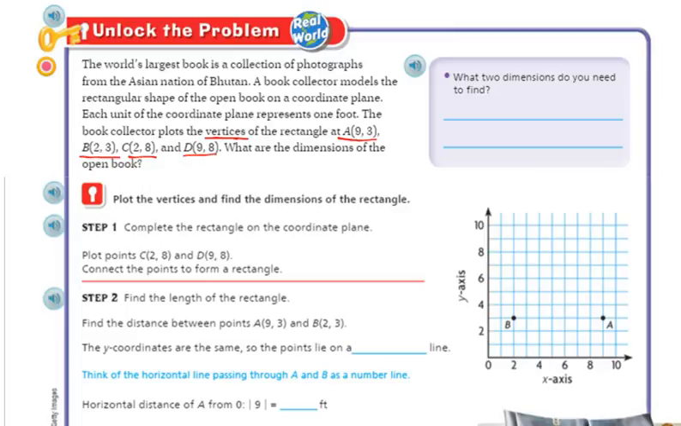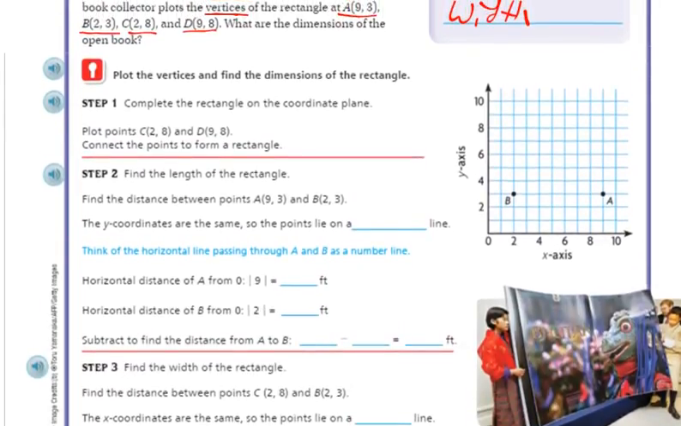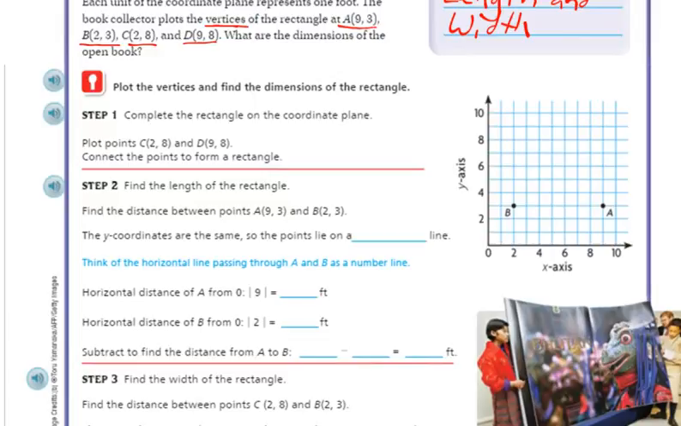What are the dimensions of the open book? All right, so what dimensions do you need to find? If we're dealing with a rectangle, then we're going to be looking at finding a length and width of the rectangle. So let's go ahead, adjust that a little bit. Read the directions. Plot the vertices and find the dimensions of the rectangle.